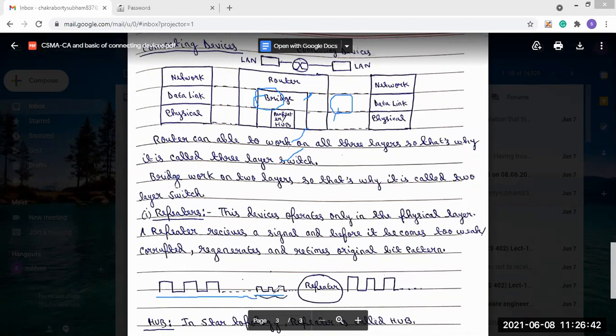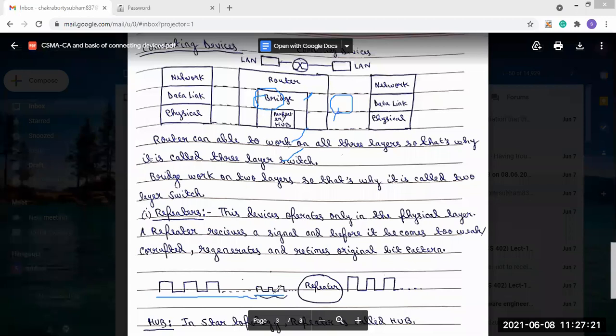Clear to everyone? Yes, sir. Okay. Yes, tell me. No, sir, clear. Suchitra, Ujjwal, Sheetal, clear? Yes, sir. Yes, sir.